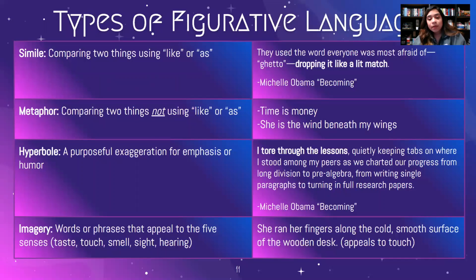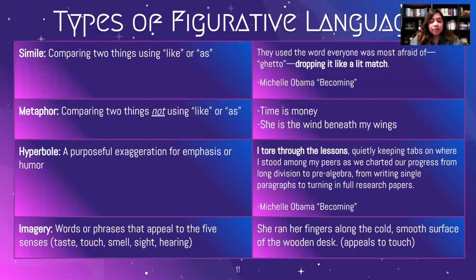And in Michelle Obama's Becoming, we have, again, an example from your excerpt. So in the first part, she says, I tore through the lessons, quietly keeping tabs on where I stood among my peers as we charted our progress from long division to pre-algebra, from writing single paragraphs to turning in full research papers. So I tore through the lessons. She didn't actually tear through the lessons. She just like did them quickly. It's an exaggeration. So another form of hyperbole is saying, it's 1,000 degrees outside. I literally died. You did not literally die. You are still alive, but it's hyperbole.